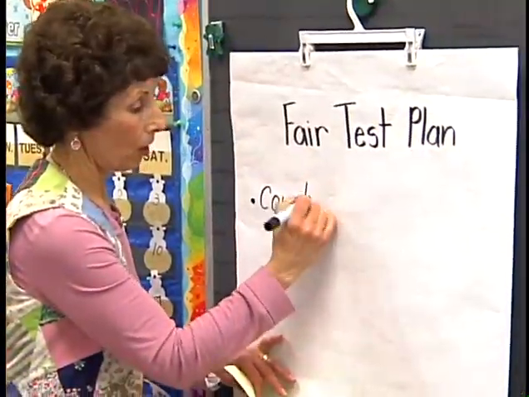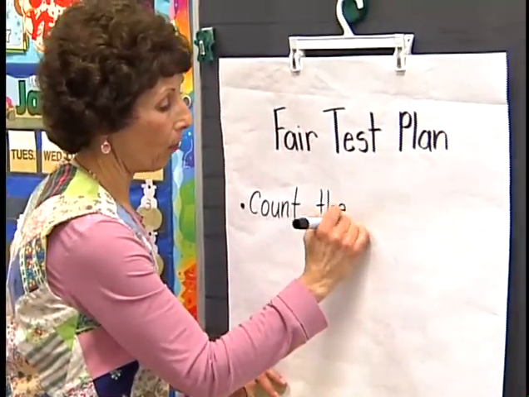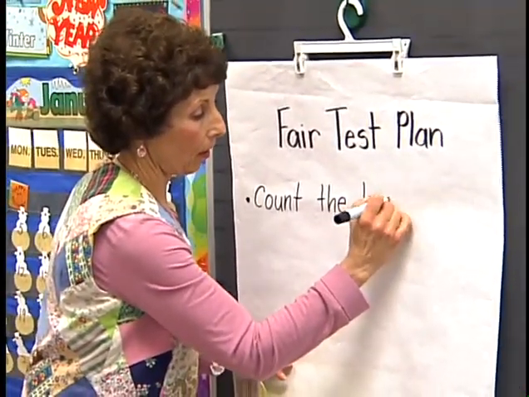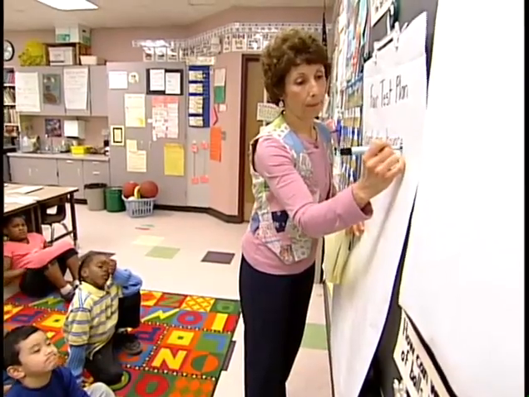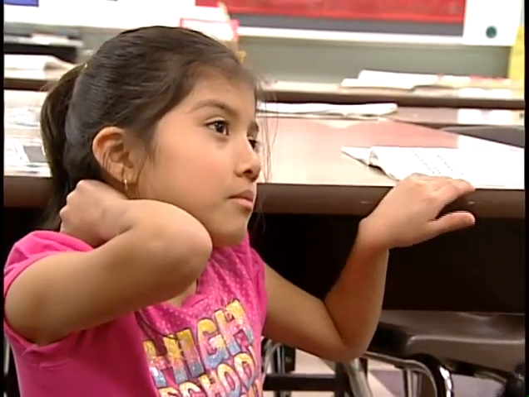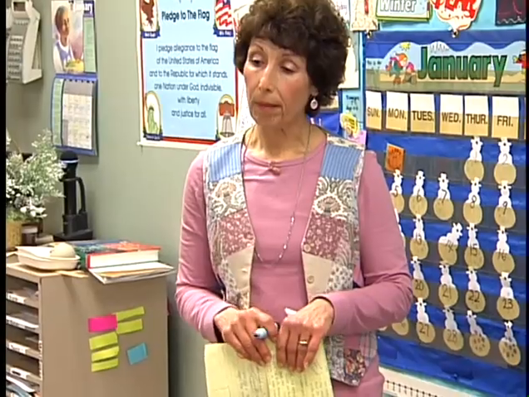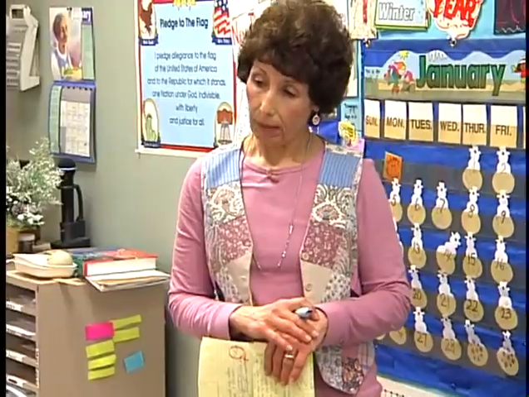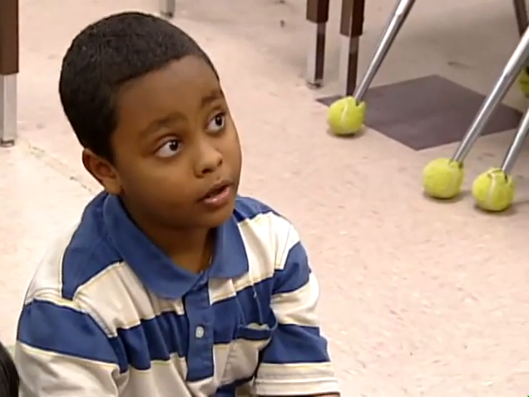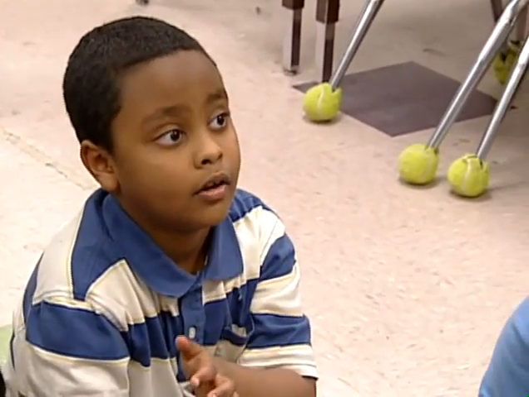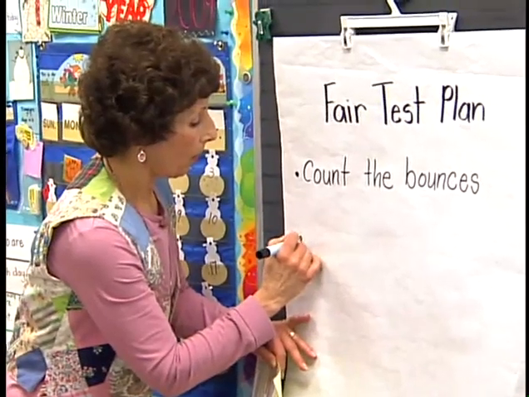As we're developing this list, I'm writing it on a chart, the things that we agree upon, so that they have some place to look and check just to make sure they're all doing it the same. Okay. What else would we want to make sure we do the same? Bounce them the same way. What do you mean by that? You have to drop the ball. So drop the ball the same way? Uh-huh. So that's another idea.